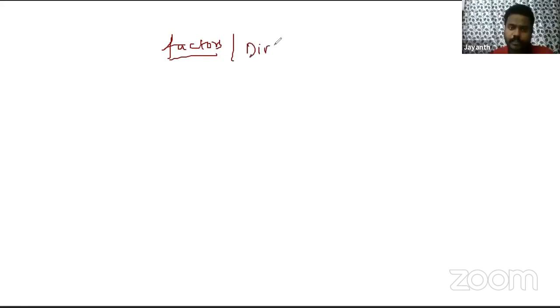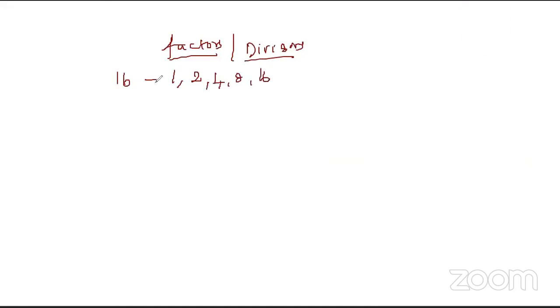Okay, this is very important: the factors concept. What do you mean by factors or divisors? For a number, for example 16, what are all the factors? The numbers that divide the given number completely: 1, 2, 4, 8, 16. Factors of a number are the numbers that divide the given number completely.